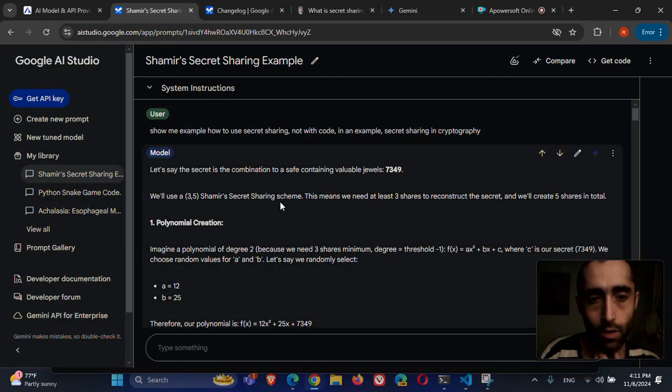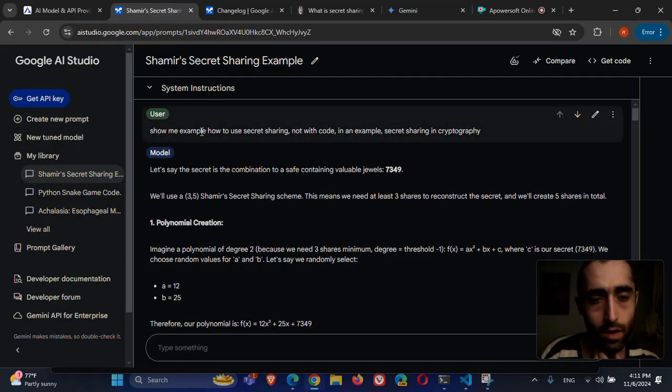Okay, so the idea is to talk about secret sharing in cryptography. We will talk about the different schemes for secret sharing. We will talk about Shamir secret sharing and additive secret sharing.